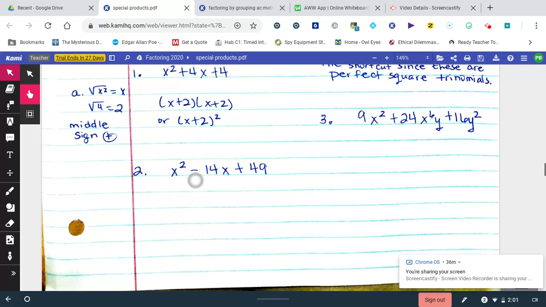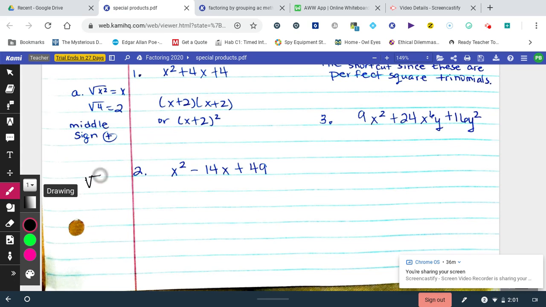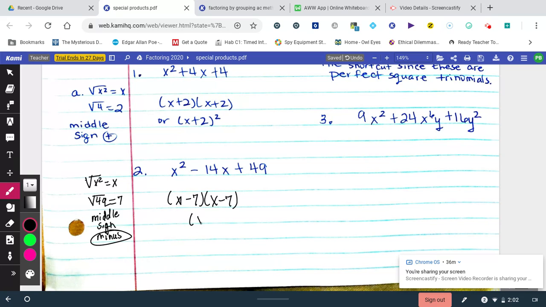Number 2, to factor a perfect square trinomial, you're going to take the square root of the first and the last. So what is the square root of x squared? The square root of x squared is x. What is the square root of 49? The square root of 49 is 7. What is your middle sign? Your middle sign here is a minus. So you're simply going to write x minus 7 times x minus 7, or you can write x minus 7 squared. Okay, boom, we're done. That's it. All right, let's take a look at 3.